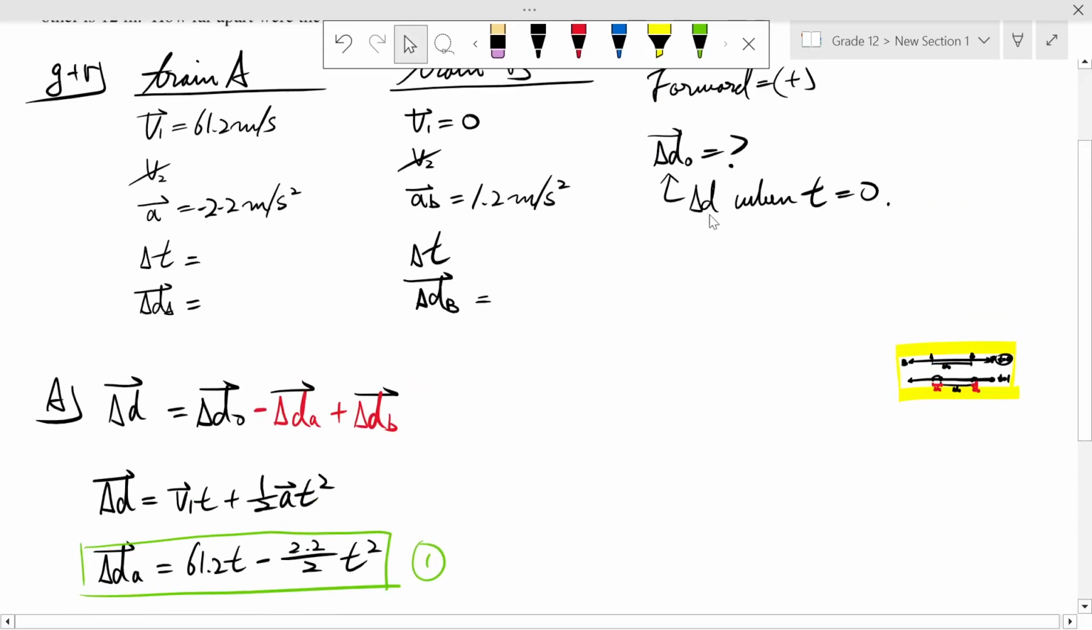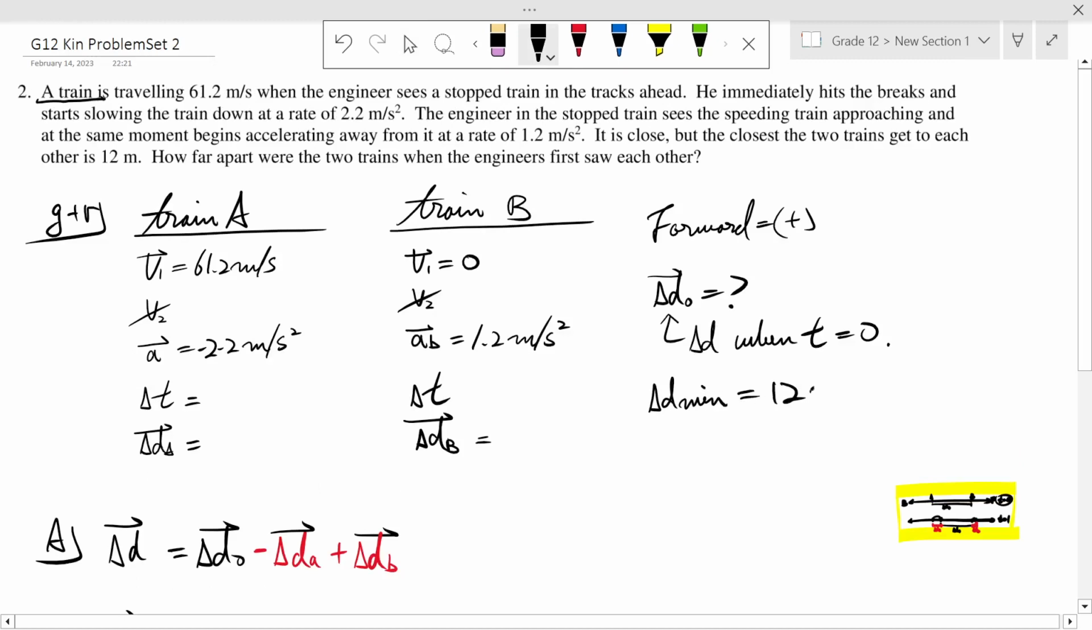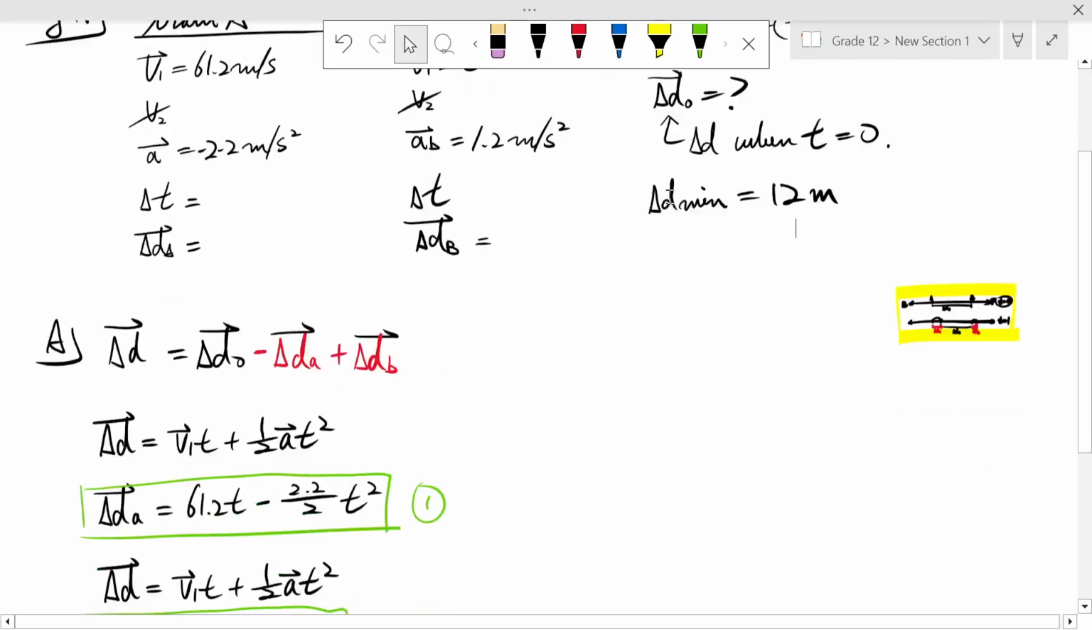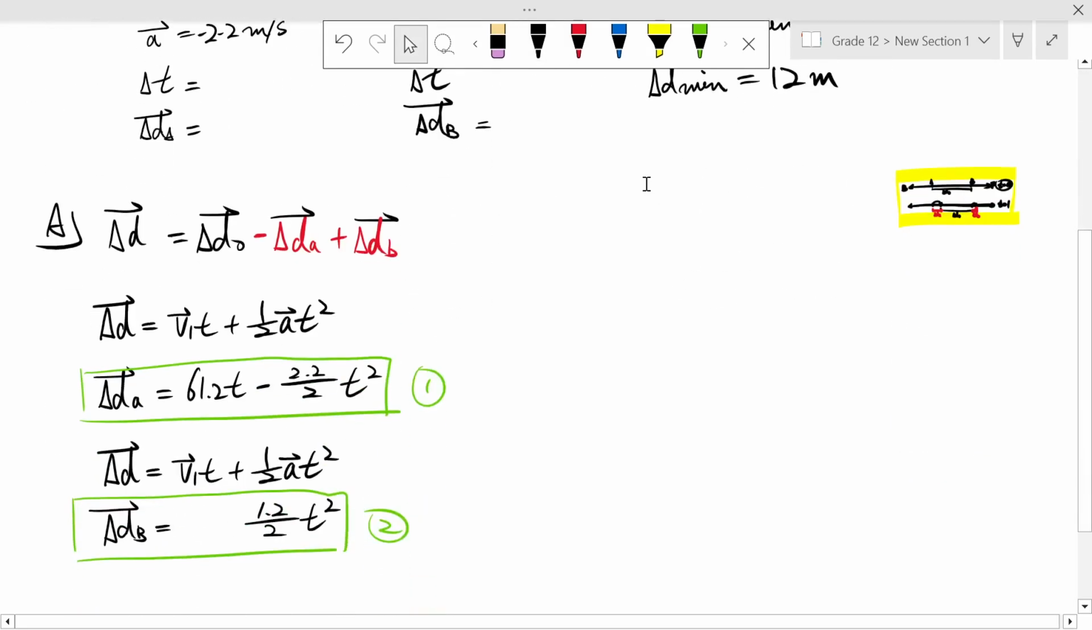Oh, one more thing I forgot to mention in the given and required. Delta D min, the minimum distance they reach, is 12 meters. Let's just make sure it's distance so I don't have to add a vector symbol. Fraser's actually picky about this. The closest, I don't think it matters. It's just delta D with no vector symbol.